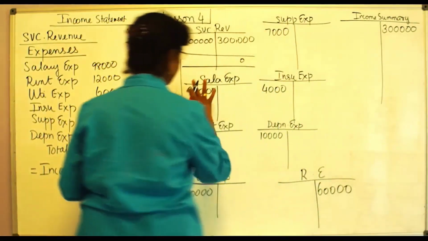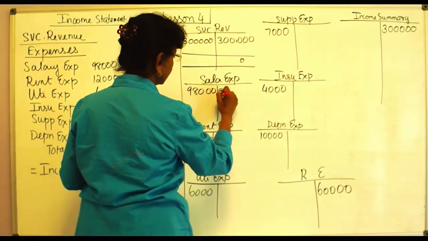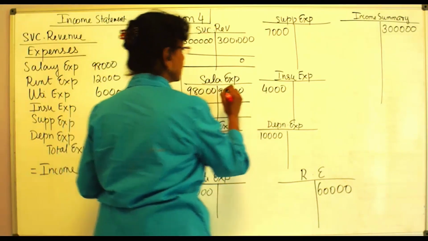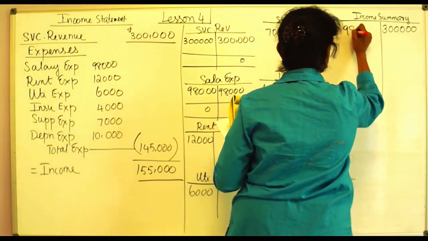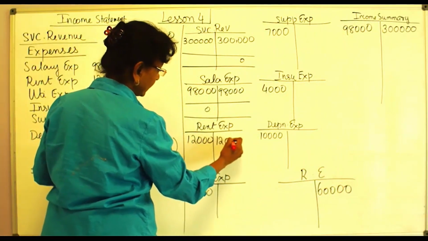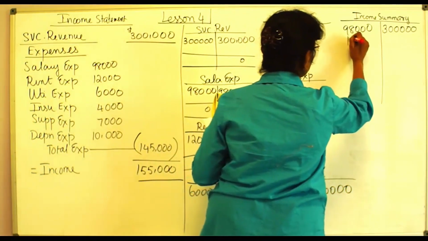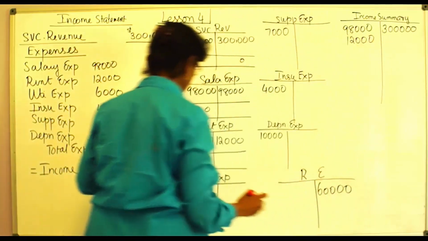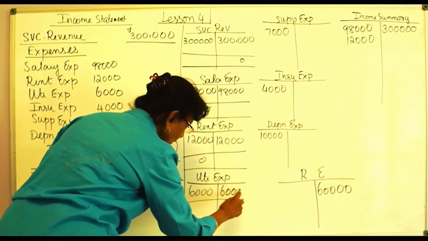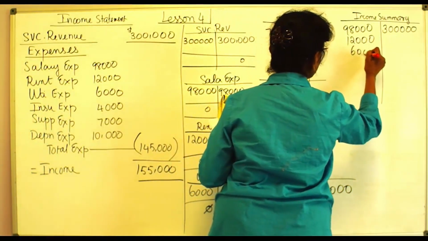All expenses have debit side balance, so in order to close them you will credit. So first close salary expense, credit 98,000, take it to income summary debit 98,000. Credit rent expense 12,000. Now the balance is zero. Debit income summary 12,000. Now credit utility expense 6,000. Balance is zero. Debit income summary 6,000.